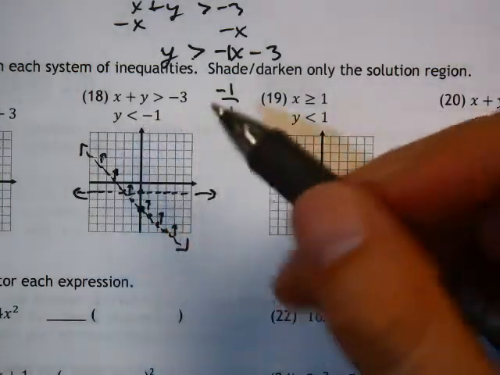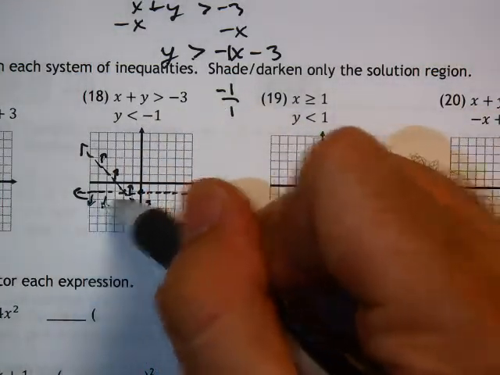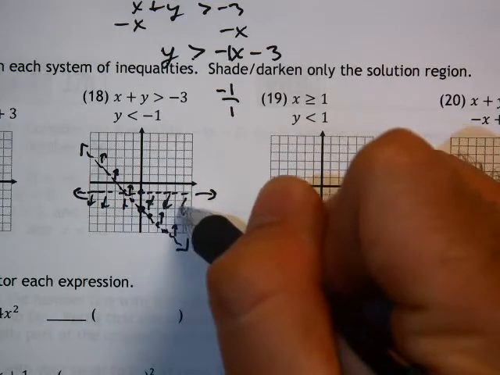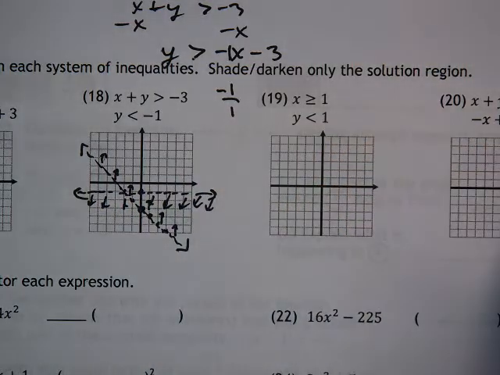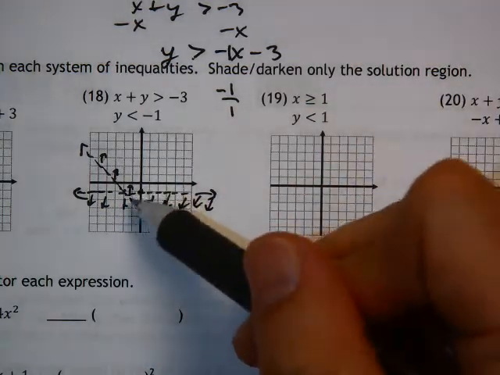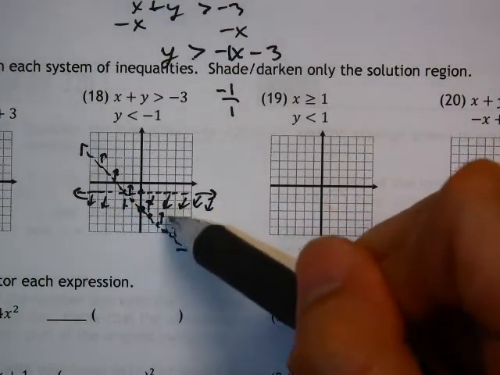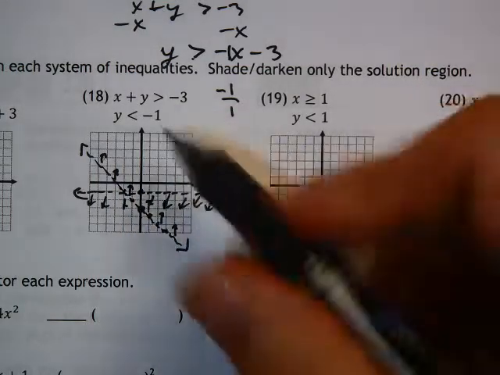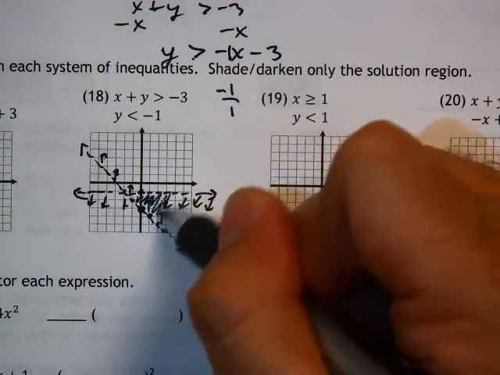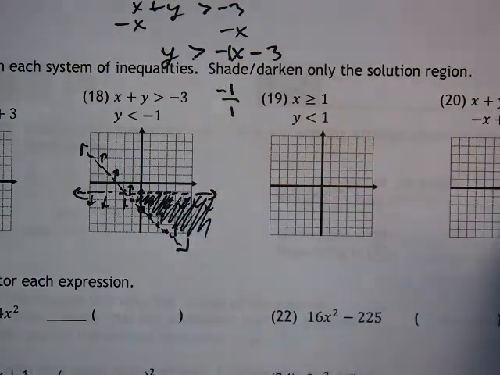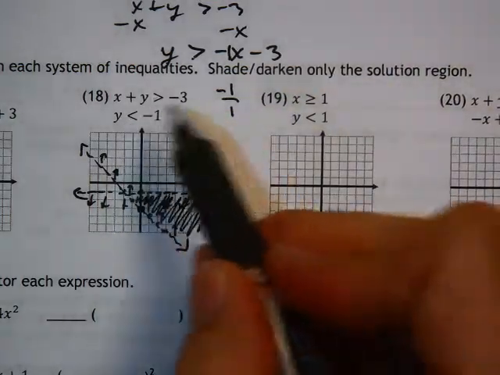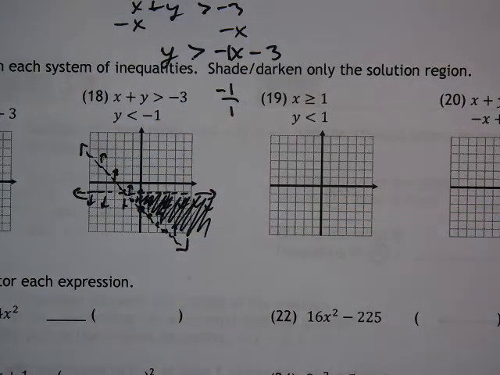Now it says less than this line, so the shading for this line would go underneath that dashed line. And notice that when I put those arrows, they are pointing towards each other in this region. That tells me that this is my solution in between these two lines. I'm below this one and I'm above this one.